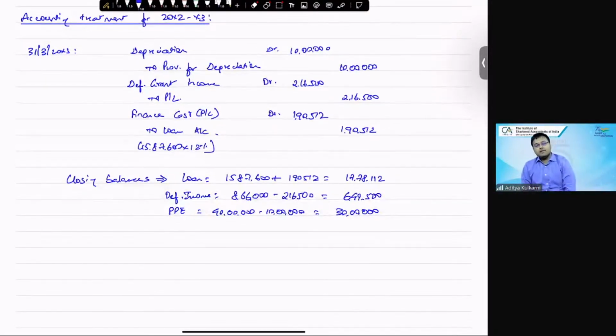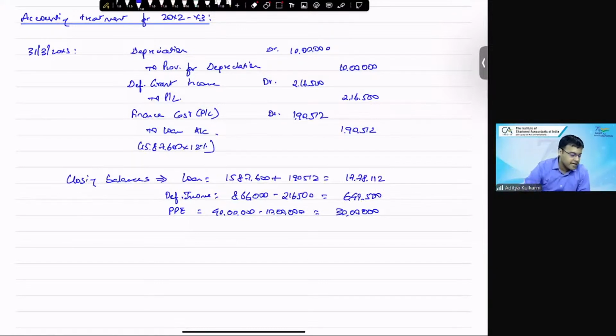All right. And then it came to light that there is a violation. I was not using the plant for its intended purposes. So therefore, the loan has become repayable immediately. Number one. Second, a penalty of 10 lakh is also payable. Are we okay with this?